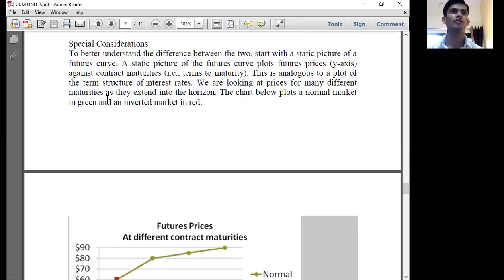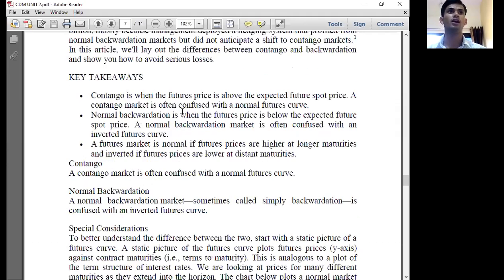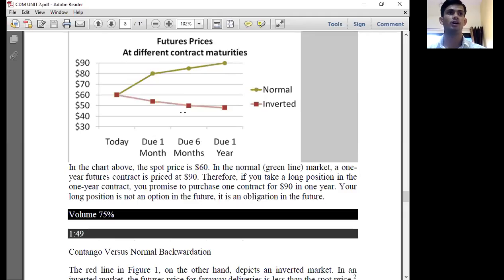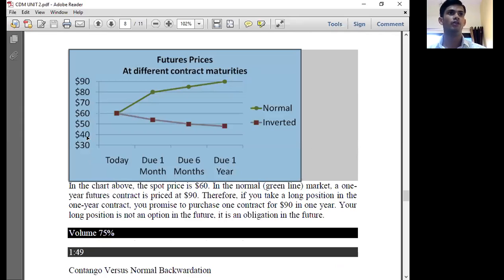This, along with the plot of term structure and interest rate, we are looking at, on this curve we study the contango and backwardation curve, and the curve is here. On the y-axis we study the future prices from your contract, starting with $30, $40, then in future the rate is $40, $50, $60, $70, $80, $90, and the different contracts are here. The first contract is the normal contract in green, and the second contract is the inverted contract in red. Today the rate is $60.